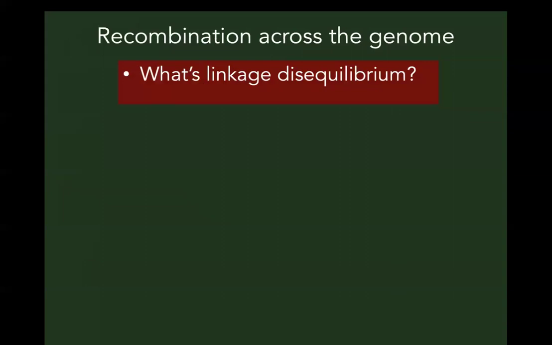All right, what's linkage disequilibrium? I think that's what I said last time by accident. Yeah, linkage disequilibrium is when you have loci that do not get recombined at random. Instead, they are linked to each other.